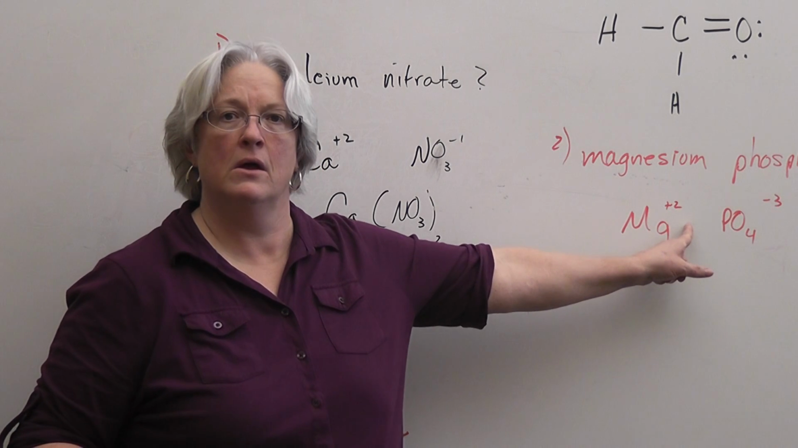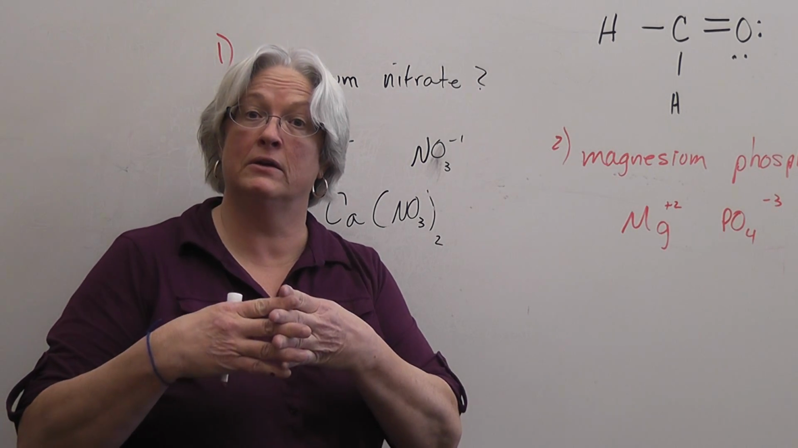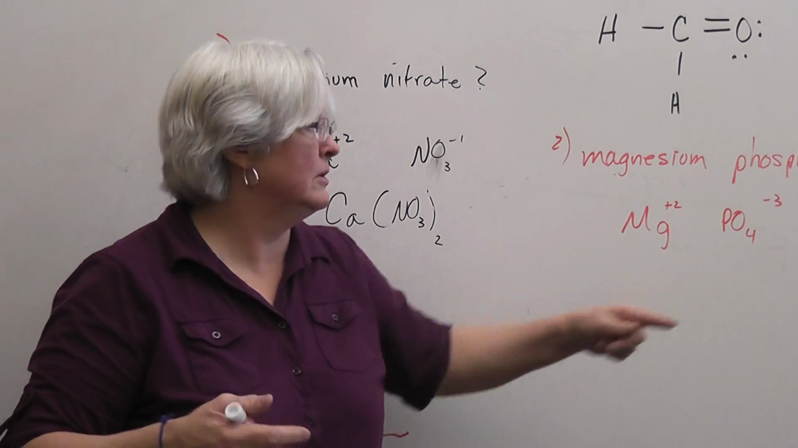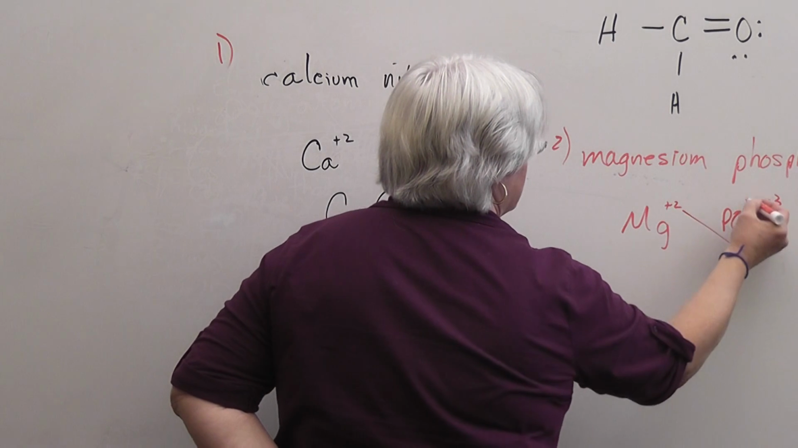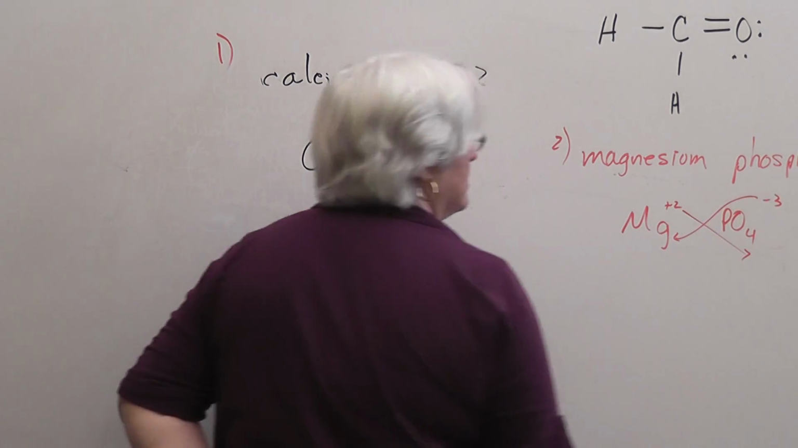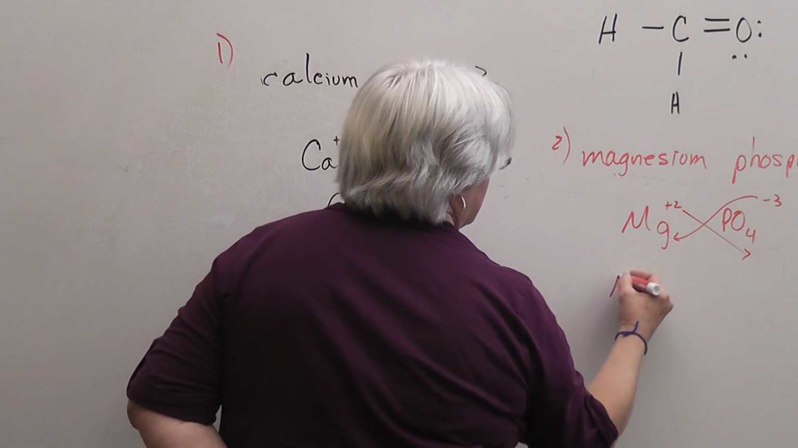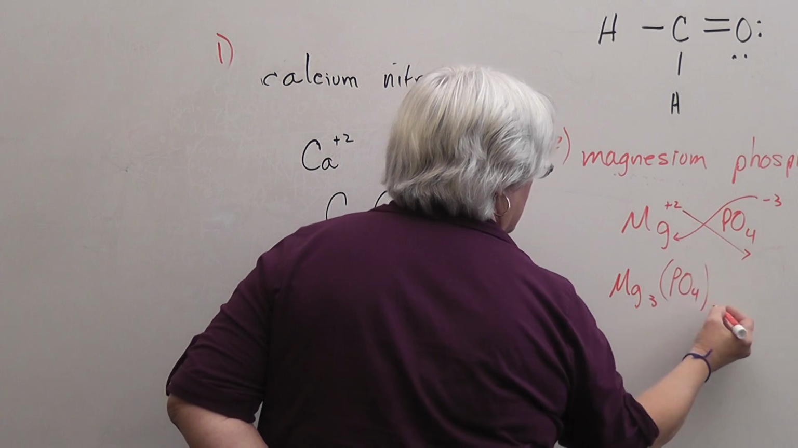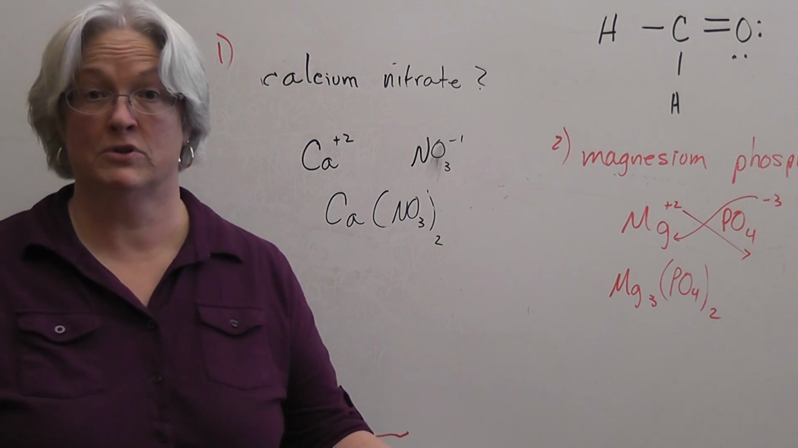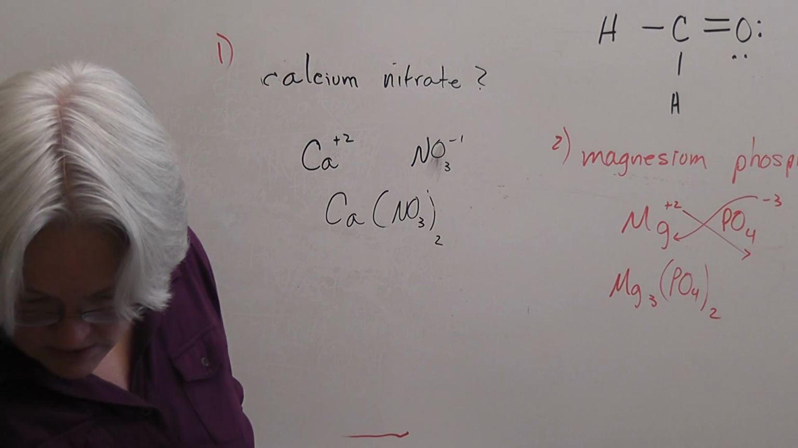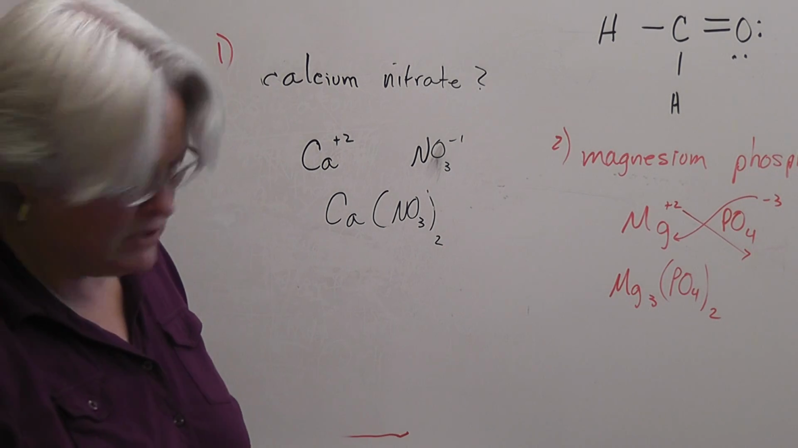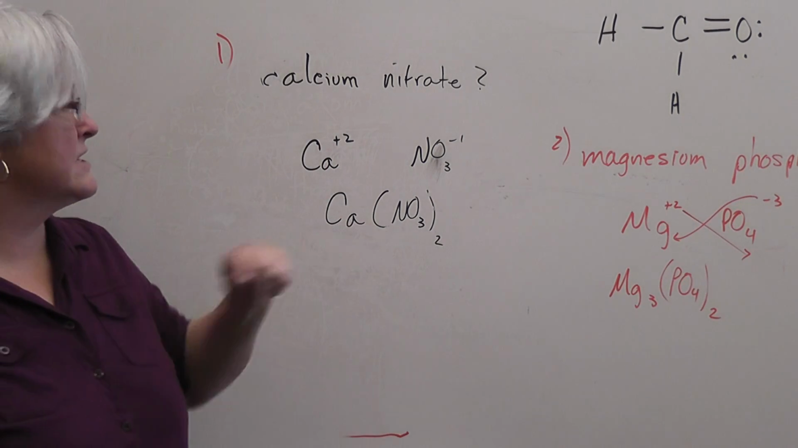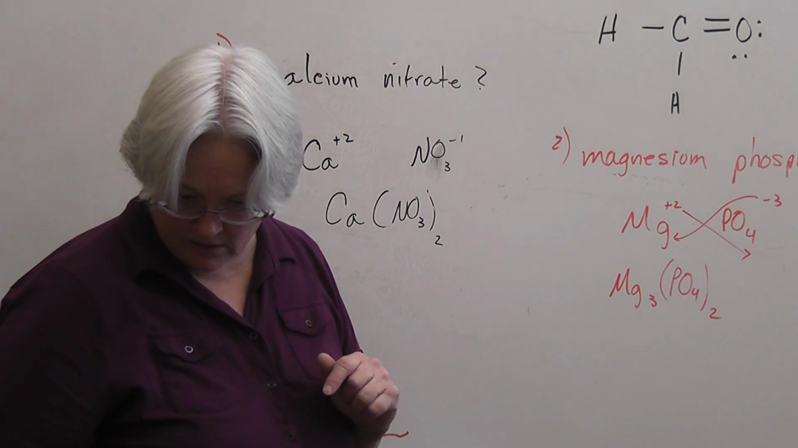Using the shortcut method that you learned in chapter 7, you just drop the signs and you switch places. So we have 3 magnesium, 2 phosphate ions. So let's see, that's what we have. Mg3(PO4)2. So, that's how you do magnesium phosphate.